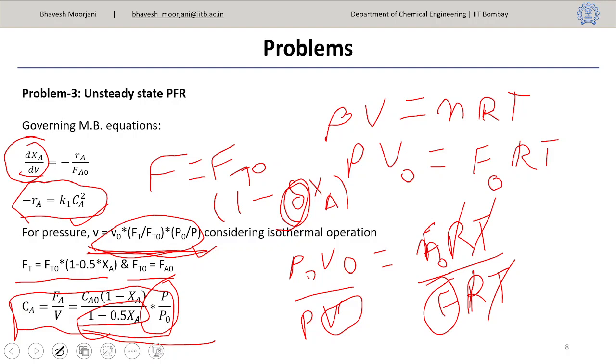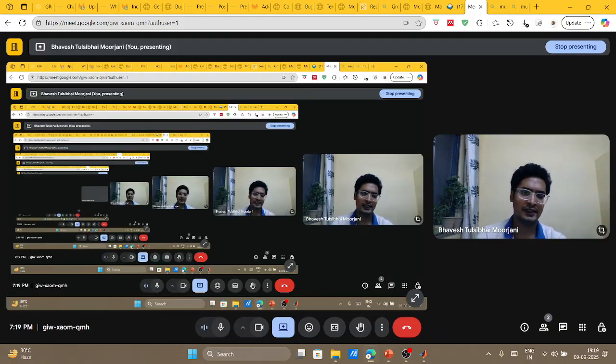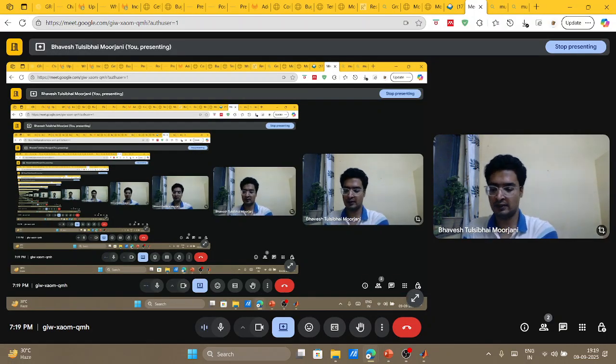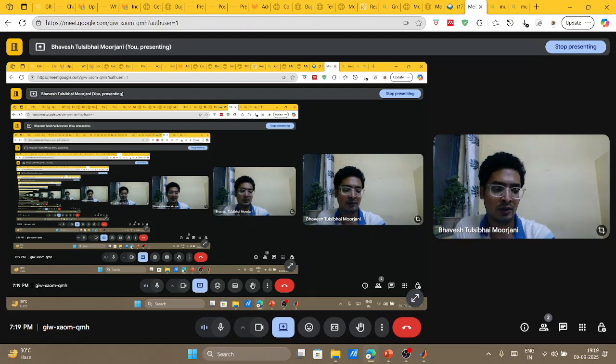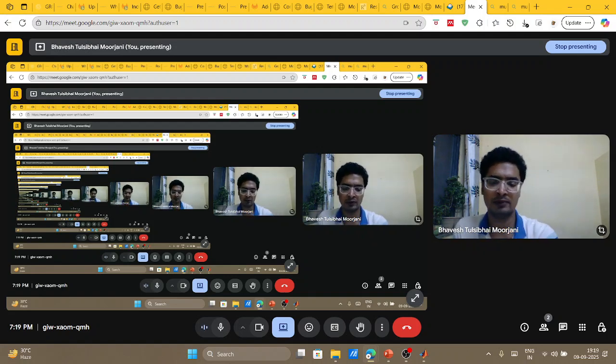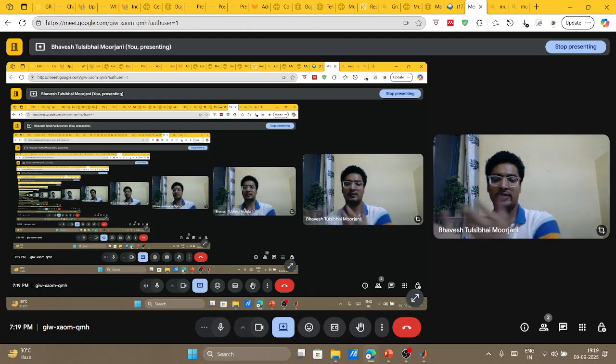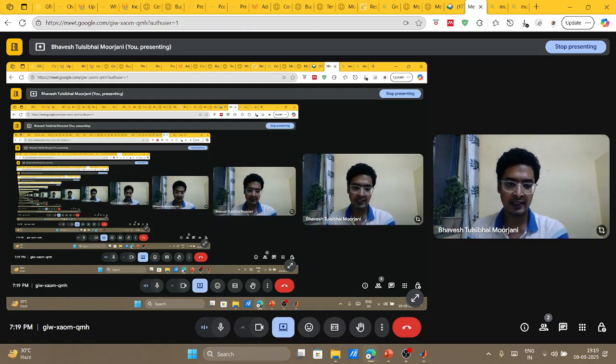Okay? So again, if you go back to your reaction engineering part, in the reaction engineering you must have studied this gas phase reaction, when you have a constant volume and you have changing volume part, right? So try to apply that fundamentals here, and then you will end up with this equation, right?